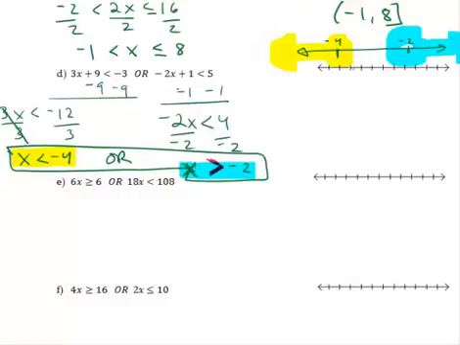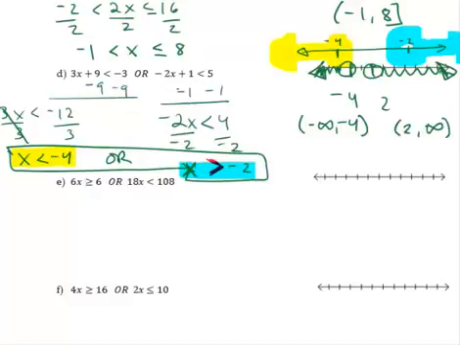So for our final answer, we'll actually put both of these on the same graph. There's nowhere that they overlap, but we don't care. As long as you're yellow or blue, you're good to go. Now, interval notation for this. Notice how you have this piece here. Interval notation would have been negative infinity, comma, negative 4, and then a parentheses. Interval notation for this piece would be parentheses 2, positive infinity.